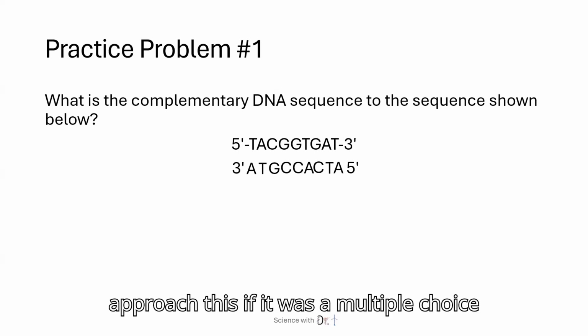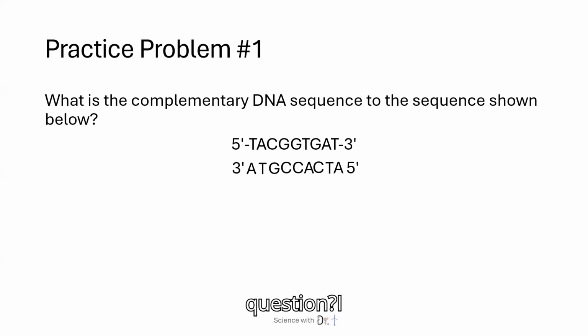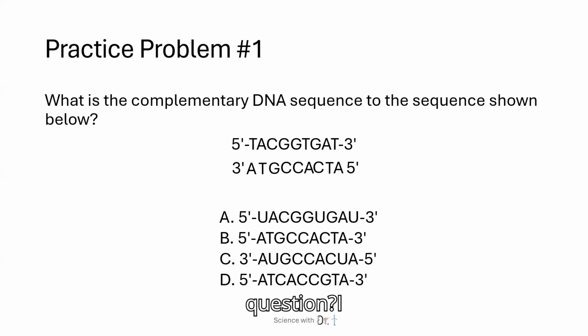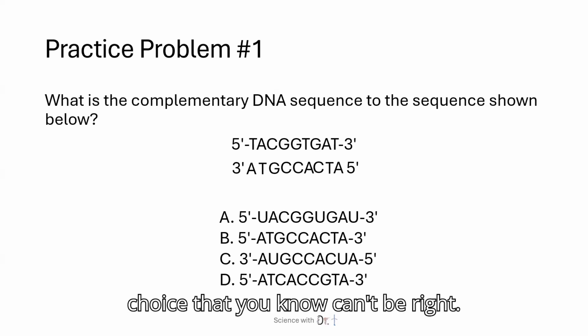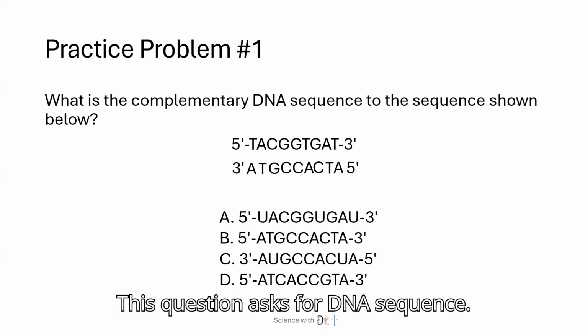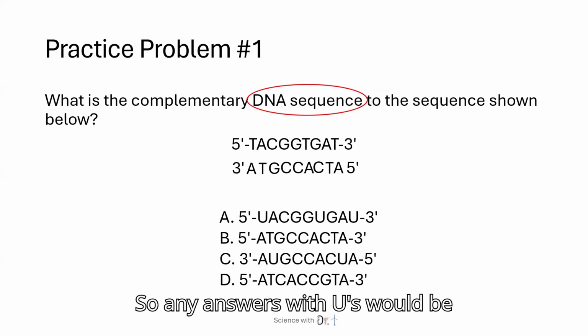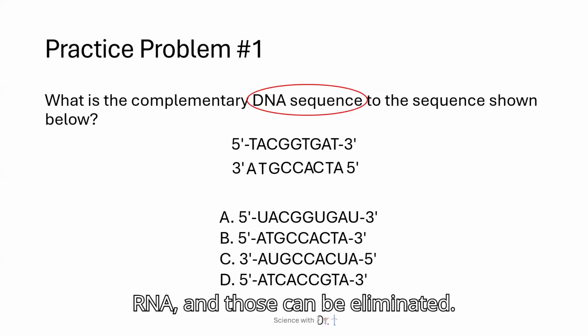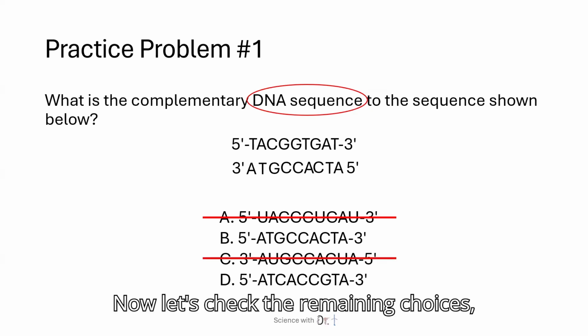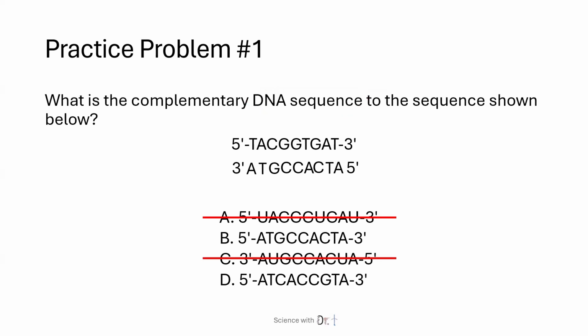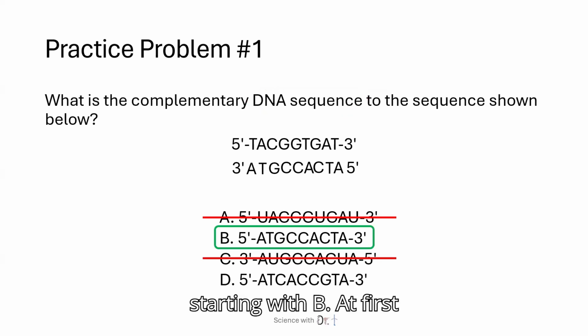And how would we approach this if it was a multiple choice question? I recommend first eliminating any answer choice that you know can't be right. This question asks for DNA sequence. So any answers with U's would be RNA, and those can be eliminated. So let's get rid of A and C. Now let's check the remaining choices, starting with B.